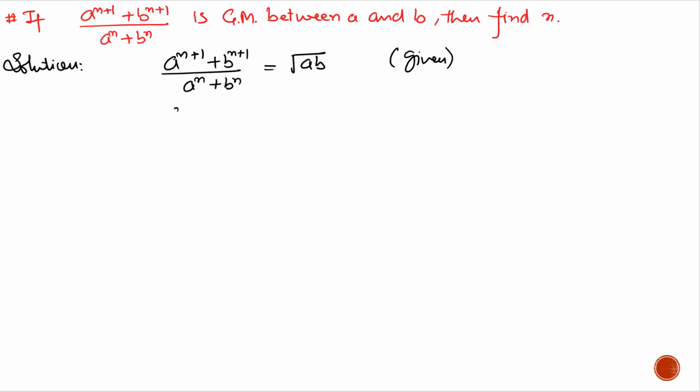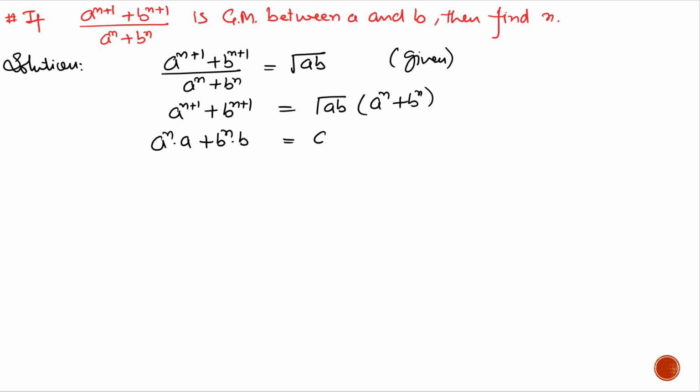After cross multiplication, we will get A raised to the power n plus 1 plus B raised to the power n plus 1 equals root AB multiplied by (A raised to the power n plus B raised to the power n). And when we further simplify, we know that A raised to the power n plus 1 is A raised to the power n into A, and B raised to the power n plus 1 is B raised to the power n into B. Now we will separate the terms containing A raised to the power n on the left hand side and the terms containing B raised to the power n on the right hand side.